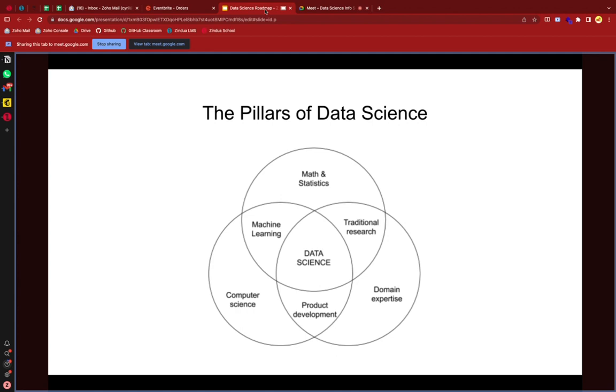Now, let me just summarize these particular pillars of data science over here. When you only know math and computer science, that is machine learning. That's pretty much what machine learning entails, right?